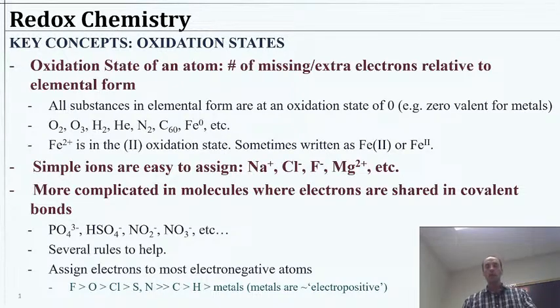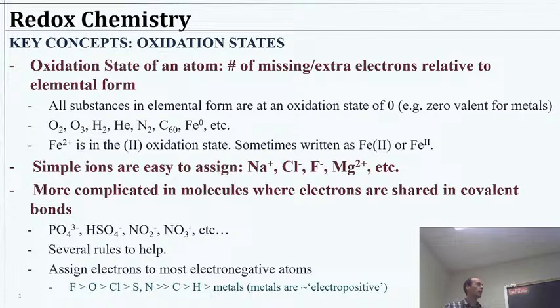So when we have O2, which is molecular oxygen, or ozone, which is O3, hydrogen gas, H2, helium, nitrogen gas, we can even have things like fullerenes, which you probably never heard of. That's little carbon soccer balls. Iron, diamond. Anytime we have just one element, and that's it, we're going to have it at a zero valence state. So that's kind of what we're referring to when we have oxidation state of 0.